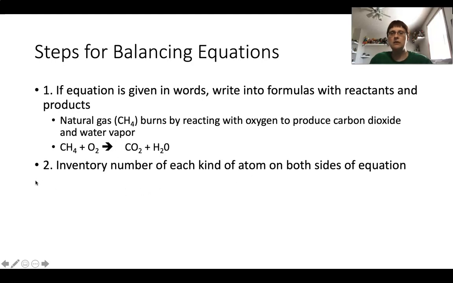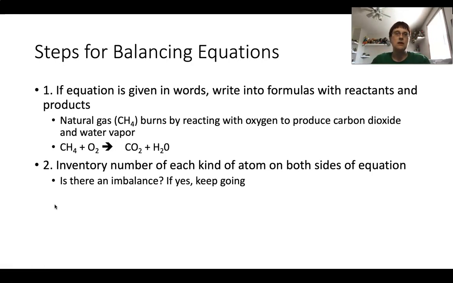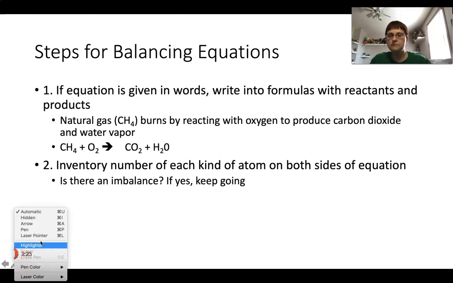So now, inventory the number of each kind of atom on both sides of the equation. You want to take a look and see how many you have of each atom on each side. Is there an imbalance? Do they not equal? Then yes, keep going. If they're equal, then you're done. You don't need to balance anything. So let's take a look here.